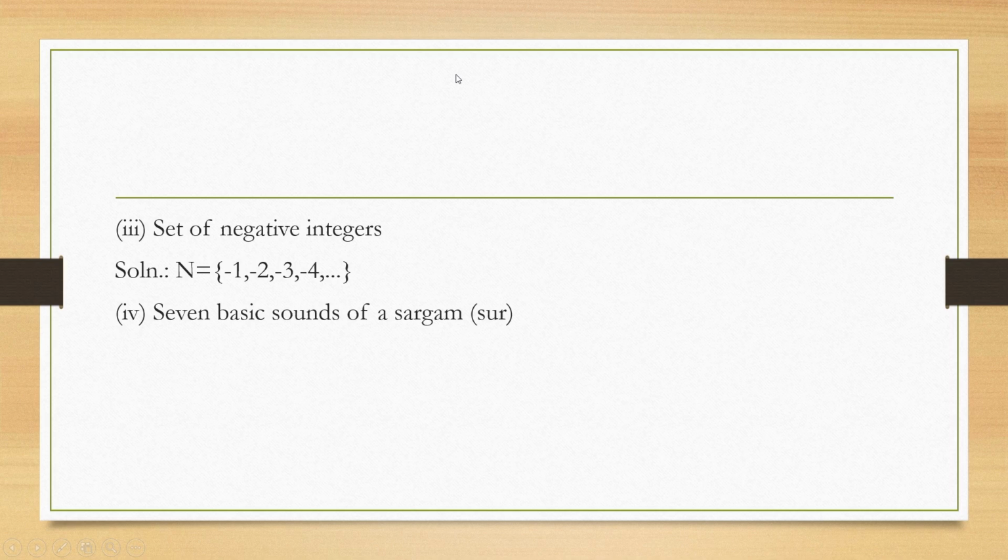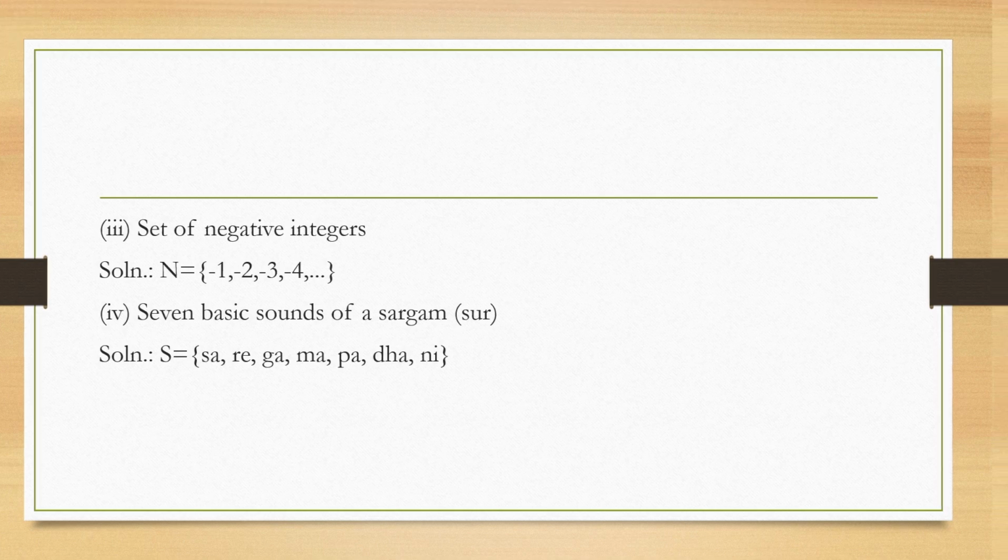Fourth, the 7 basic sounds of sargam, the sur. If you are a singing student, you may know the 7 basic sounds. If you are not, you must have a basic knowledge. So I have taken the variable as S. S is equal to curly bracket open sa, comma re, comma ga, comma ma, comma pa, comma dha, comma ni, curly bracket close. These are the 7 sargams of the sur.